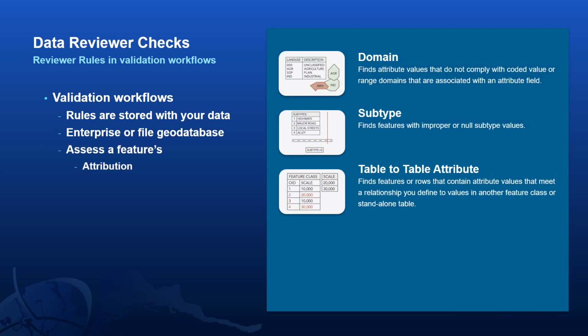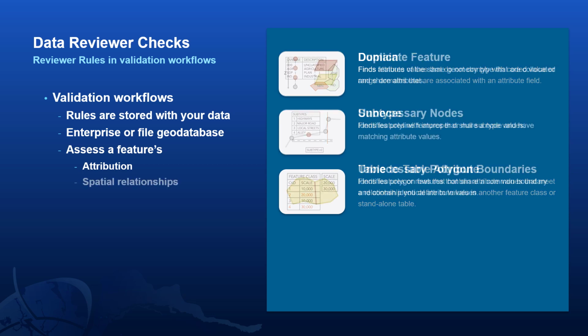New checks in the latest release enable you to assess a feature's attribution in different ways. These include the domain and subtype checks, which identify inconsistencies in a feature's attribution based on an associated domain or subtype classification. The table-to-table attribute check is used to compare attribute values in a feature against attribute values stored in another feature class or a standalone table.